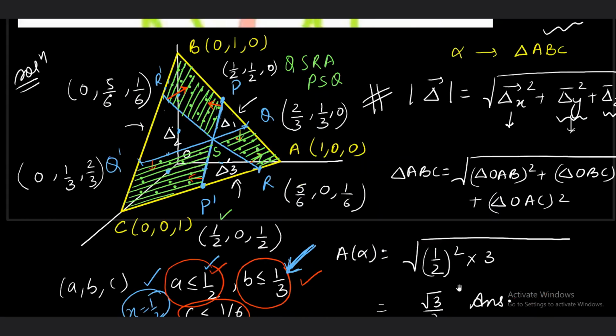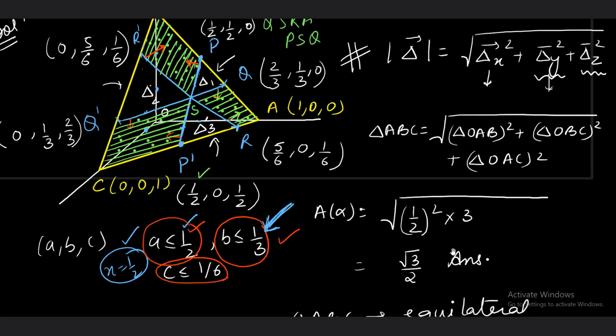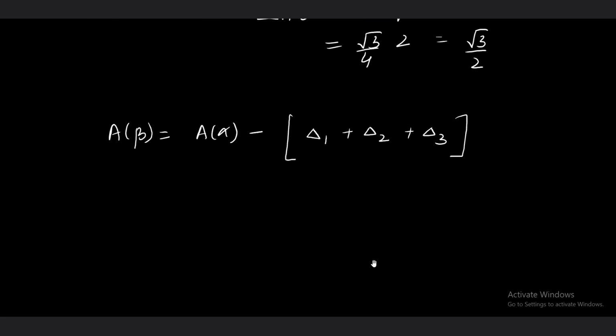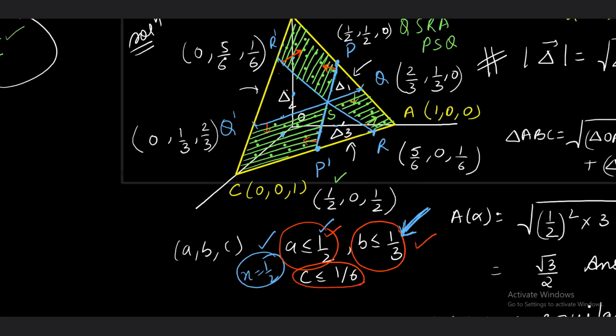Why do I need all these coordinates? I actually need these coordinates to get the side length of equilateral triangles delta 1, delta 2, delta 3, so that I can get the area, and then I can subtract it from A alpha to get the answer for my question. Okay. Let us do one more thing. Now let us also find the side lengths of the three triangles.